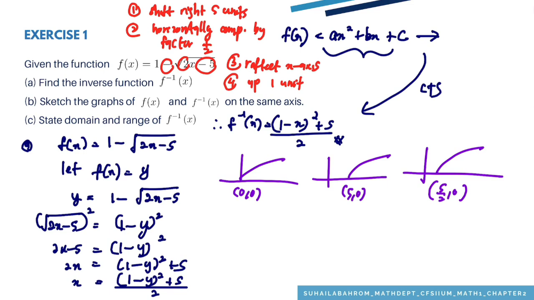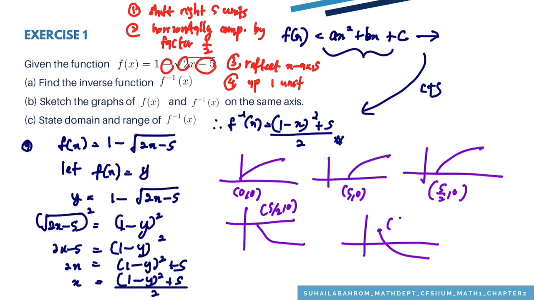We should have something like this with the same coordinate 5 over 2, 0. And then we need to shift up 1 unit. Therefore, the final graph should be something like this with the new coordinate 5 over 2 and 1. So this will be your final graph for the function f.